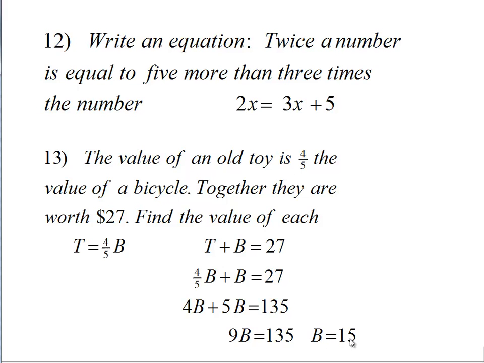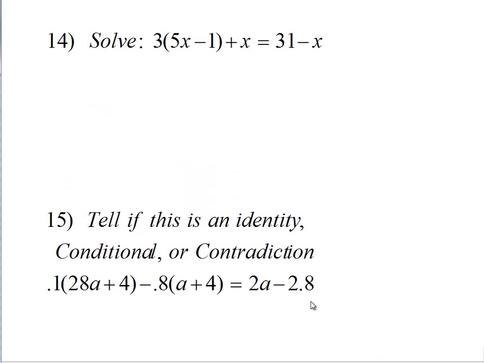Now we're going to find both of them. Since b is 15, I go over here. 4/5 times 15 should be 12. So T, your toy, is $12, and B, your bicycle, is 15.